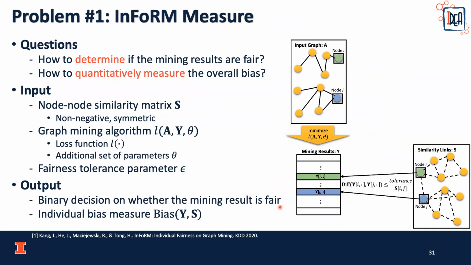So for the first problem, the so-called informed measures problem, its specific settings are as follows. Given a graph mining model, a pairwise node similarity matrix, and some tolerance parameter epsilon, we want to understand how to determine if these graph mining algorithms are fair or not. In addition, we also want a quantitative measure of the individual bias in the graph.